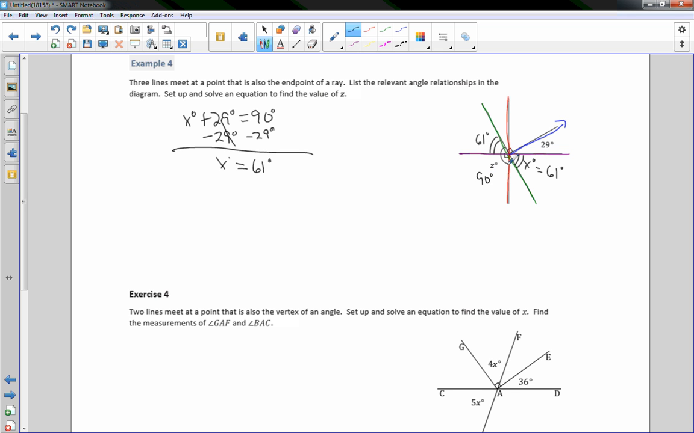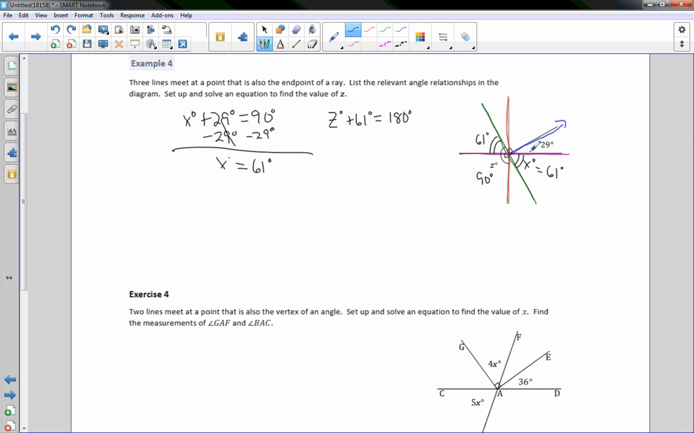This is 90 degrees, this red to purple, but Z is the 90 plus this 61. So my equation would be Z degrees plus 61 degrees equals 180 degrees, because the green line is a straight line. And this angle plus this angle does not add up to 180. There's one more component I need.